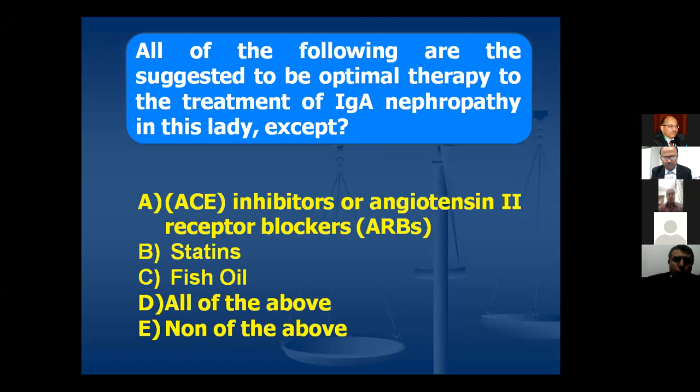All of the following are suggested to be optimal therapy: ACE, statin, fish oil, all of the above, none of the above. What's your opinion? All of the above, except the statin. The trick is except. I will give ACE, I will give fish oil, but because of the elevated liver enzymes, about 2 to 3 fold elevation, I will postpone the statin. So I will give ACE or ARBs, fish oil, but I will not give statin. Here the right answer is B.